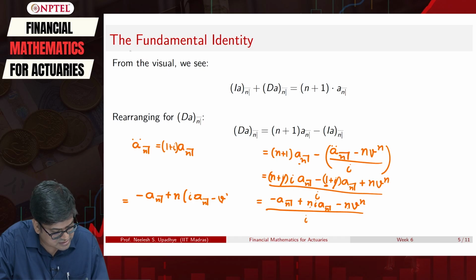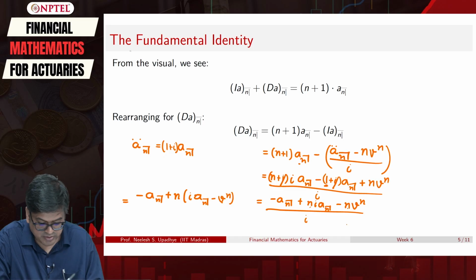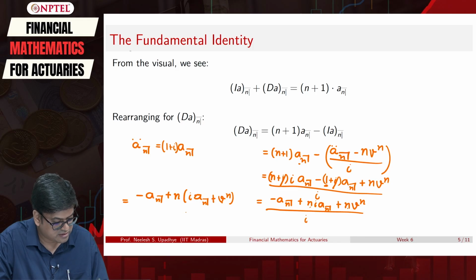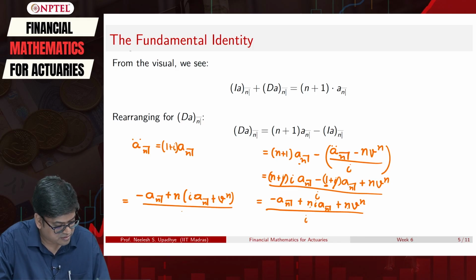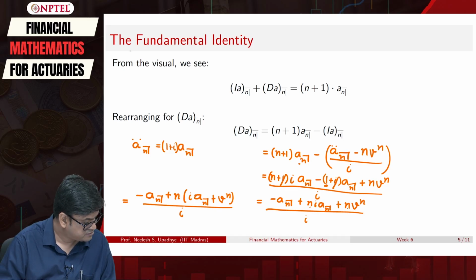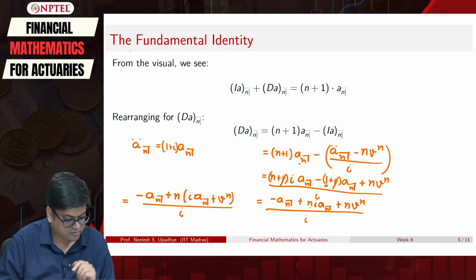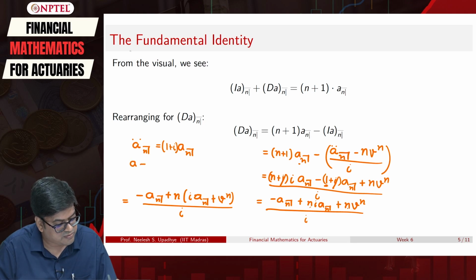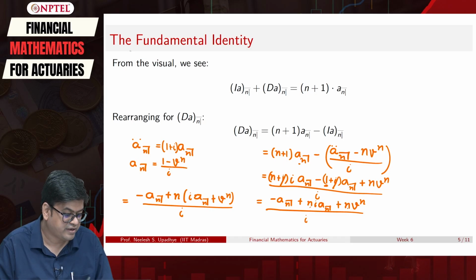Why is it minus? It should be plus. Okay, so it should be plus. So this is also plus, and then I have factor of I. Okay, now I will look at this A angle n. Do I know the formula for A angle n? I know the formula for A angle n to be 1 minus v raised to n upon I, right. So I will use this formula in the next step.